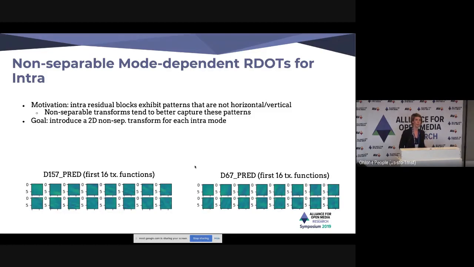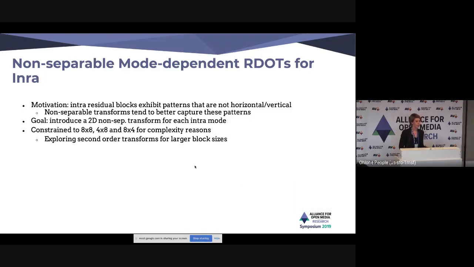This is just an example of what some of them look like. We realize that non-separable transforms do add a bit more complexity. So right now we're constraining this to 8x8, 4x8, and 8x4. But we are exploring doing second-order transforms to try and get some of the gains from non-separable transforms for larger block sizes.